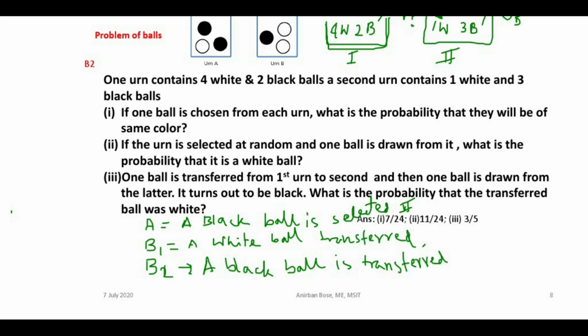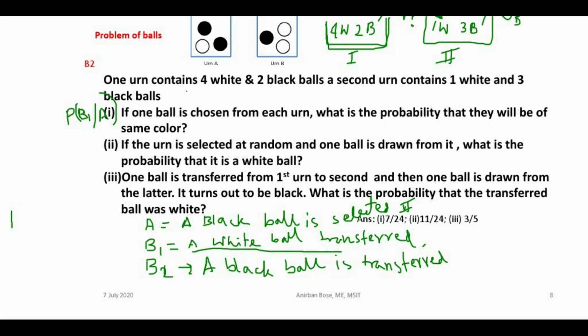Now what we have to find out is the probability that the white ball has been transferred. So the probability of B1, given that A has occurred. It is known that a black ball has been selected from urn 2, so this is the quantity that you have to find out.